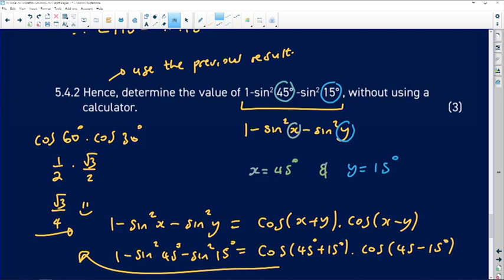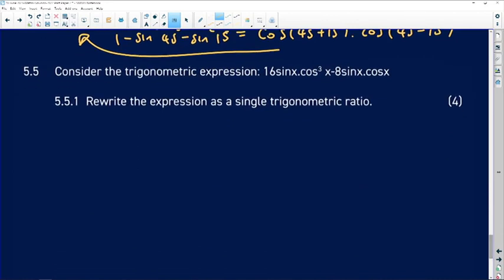Important for you to compare what you've done with what you're trying to do now. So it's clear that x is 45 and y is 15 based on the fact that the structures of these two questions look exactly the same. Quickly, moving right along, 5.5 here says, consider the trigonometric expression 16 sine x times cos cubed of x minus 8 sine x times cos of x. 5.1 says, rewrite the expression as a single trigonometric ratio. A single trig ratio. All right.